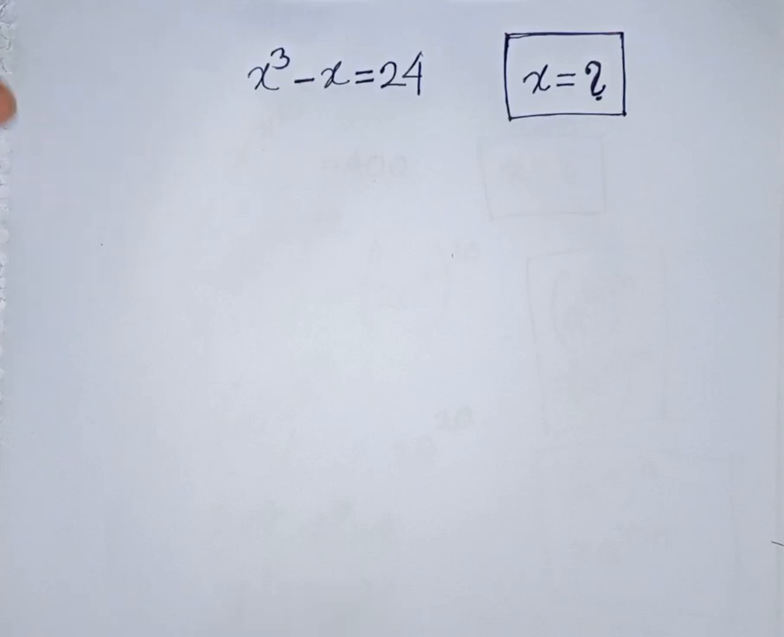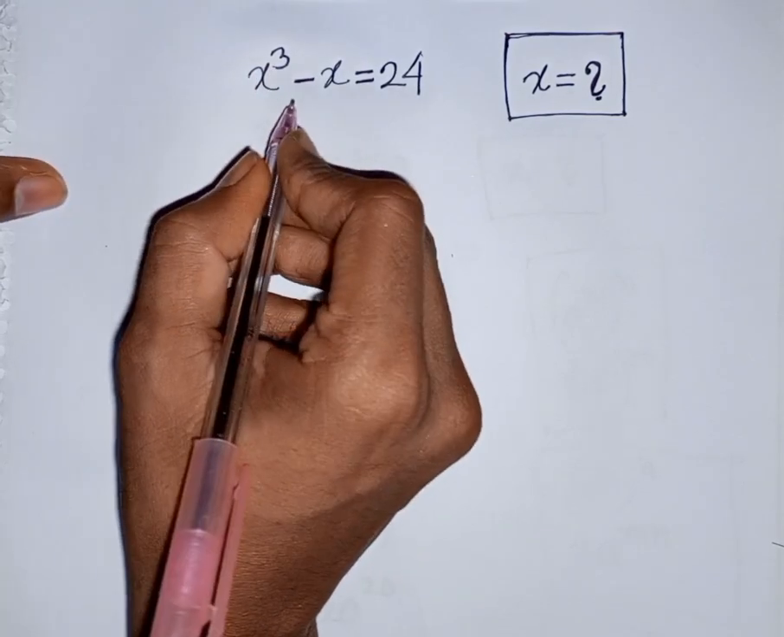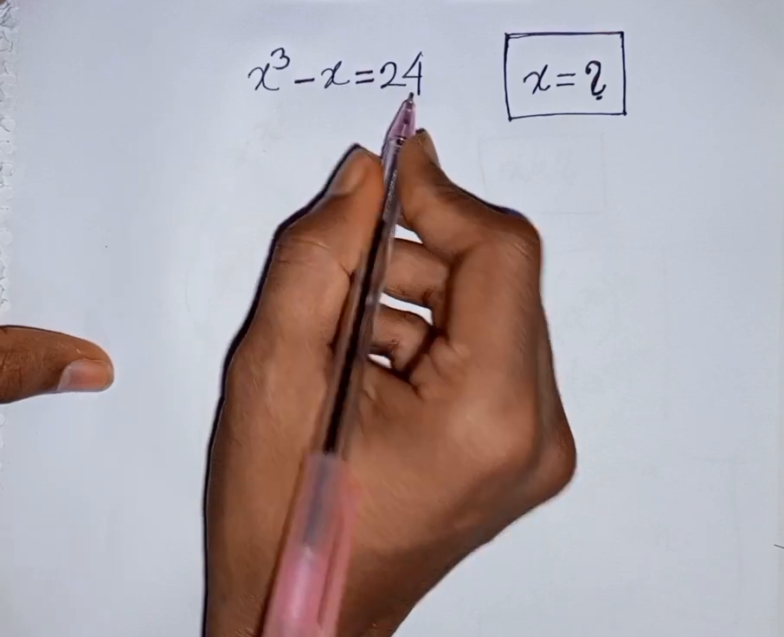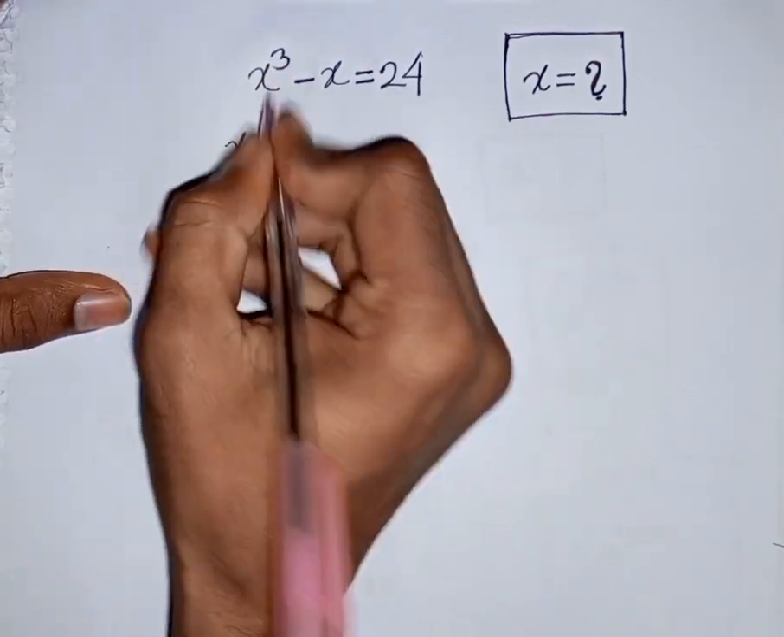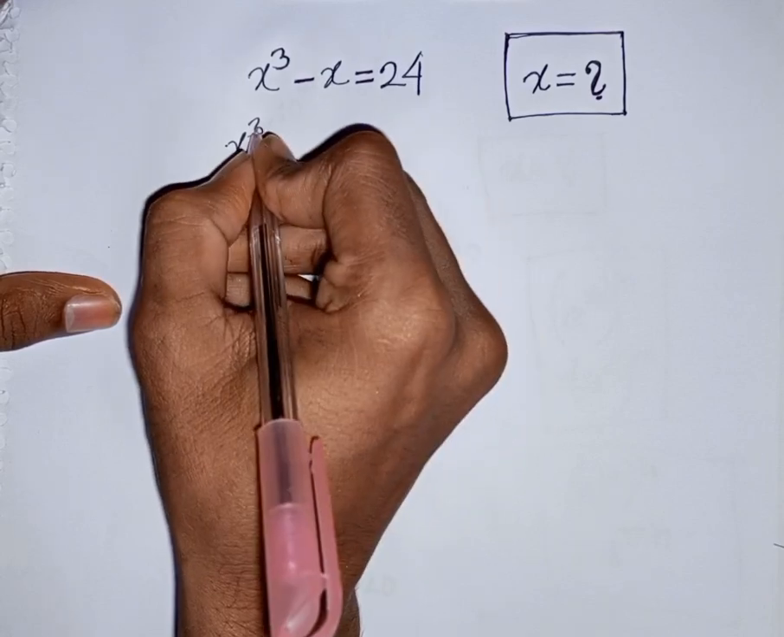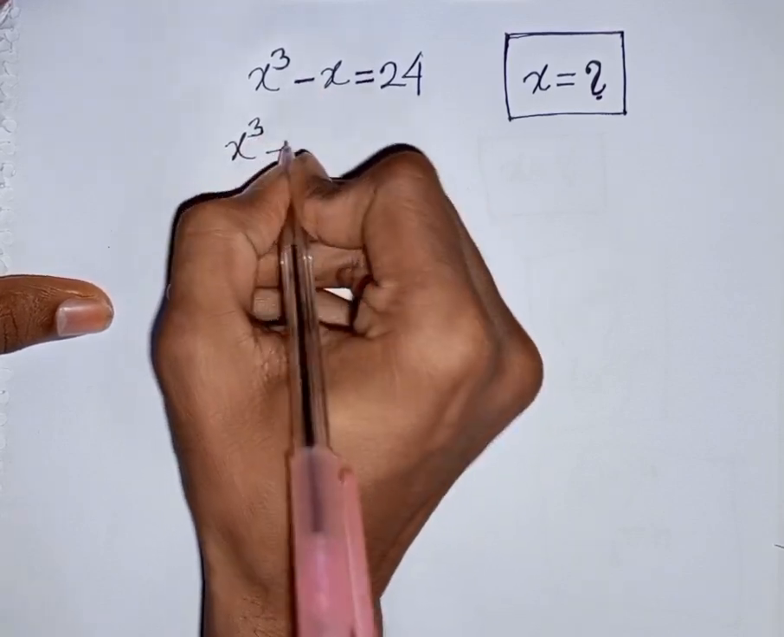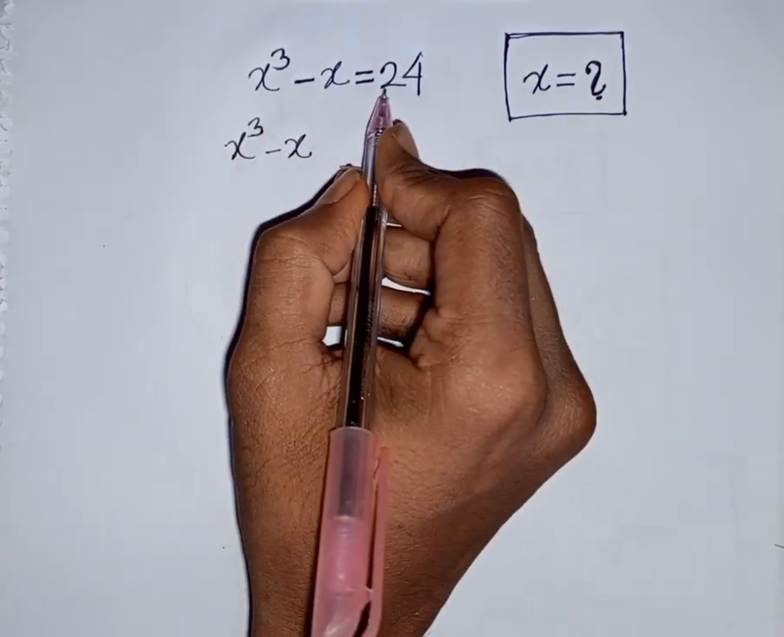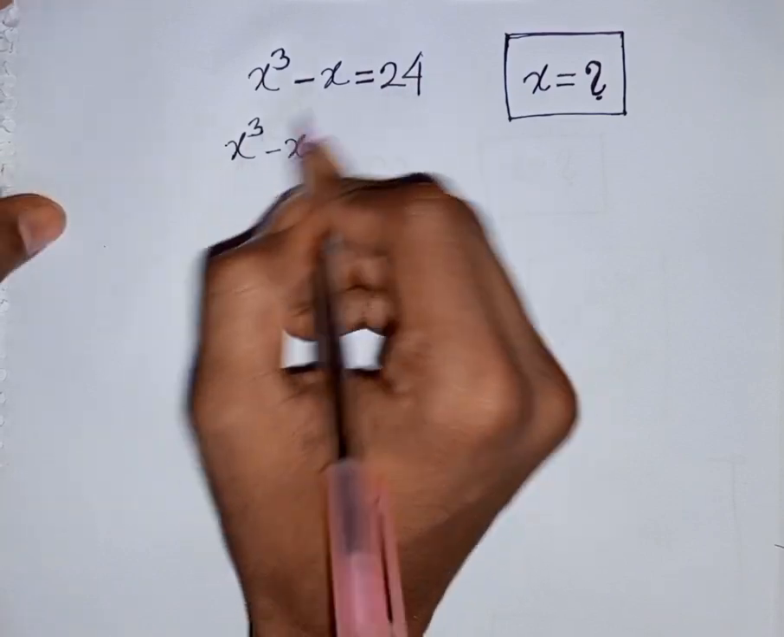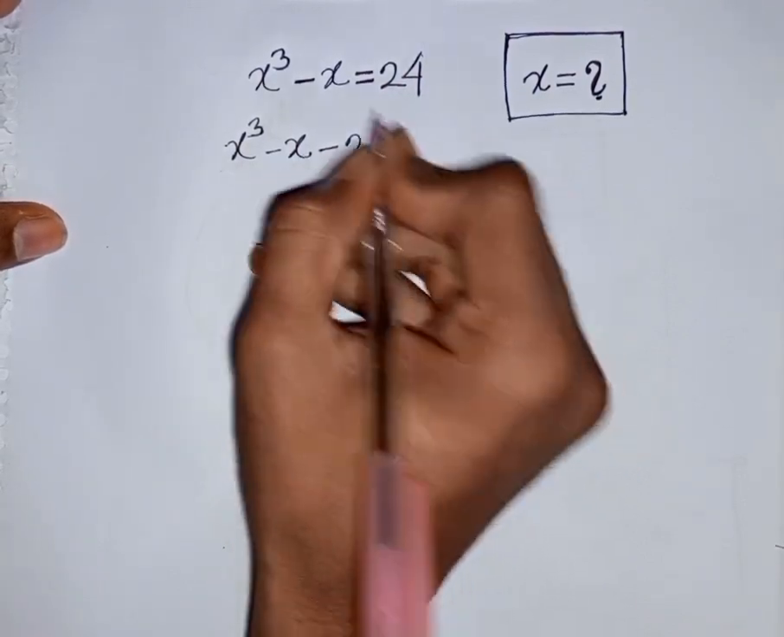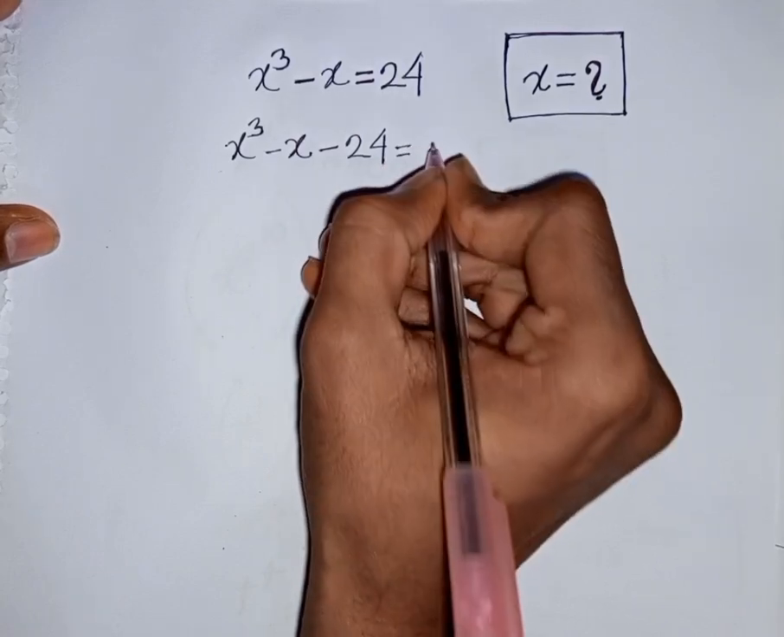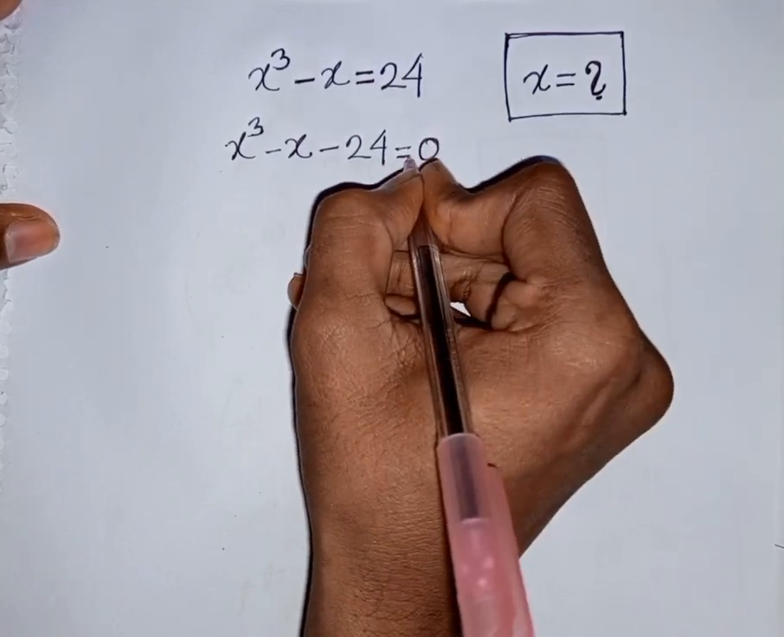How to solve x power 3 minus x is equal to 24. Find the value of x. So you have x power 3, then minus x, then this plus 24 take to the left side, so this will be minus 24, then is equal to 0.